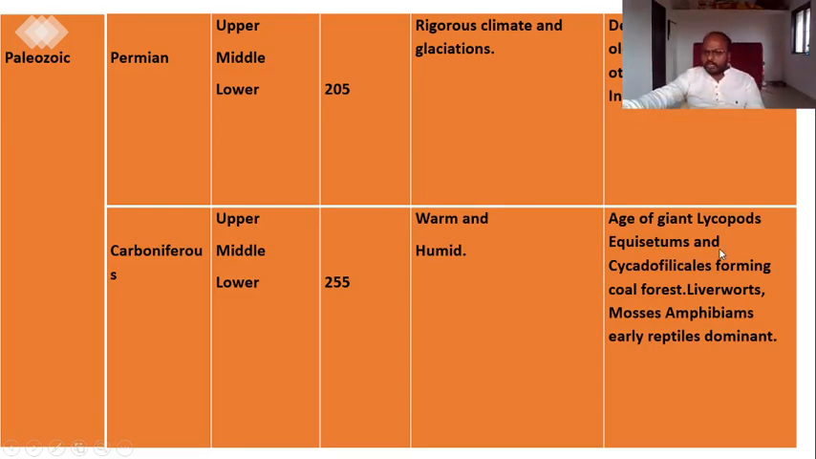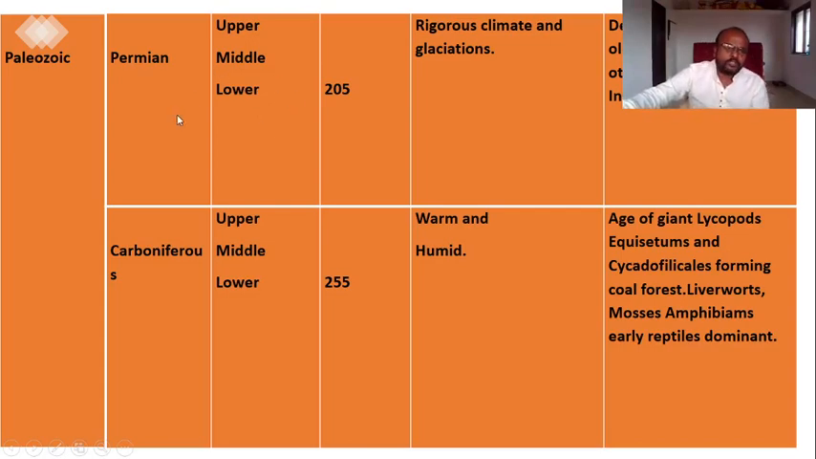There was an age of giant lycopods, the equisetum and cyclofollicle forming a coal forest here. That means during this Carboniferous period the total forest was buried and it formed the fossil, therefore it is called a coal forest. At that time liverworts, mosses, amphibians and early reptiles were dominant in this Carboniferous period.